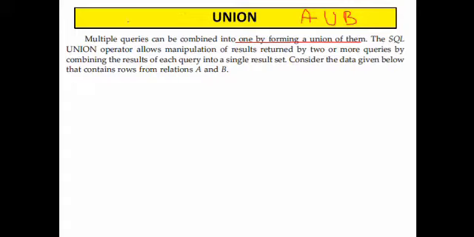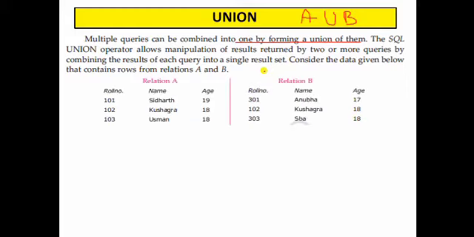In the same way, in the union operation in MySQL also, the result sets of multiple queries are combined to form one single result set. So if we have A query and B query, the result sets of these two queries are combined and you get one single result set. So I hope it is clear what happens in the union operation. Let us see one example.